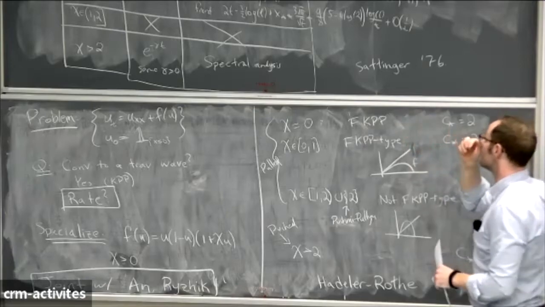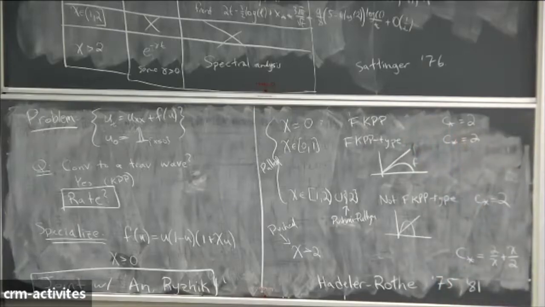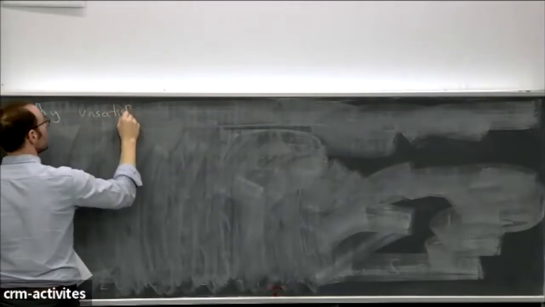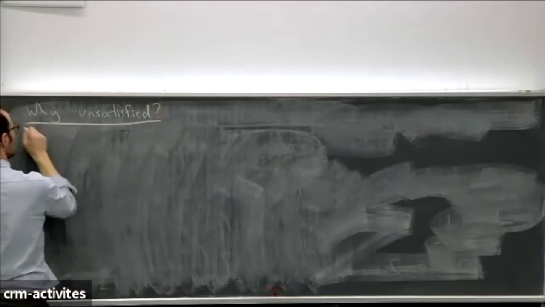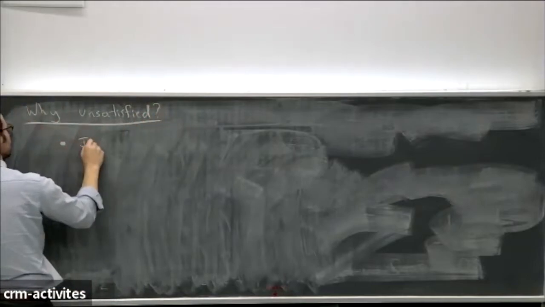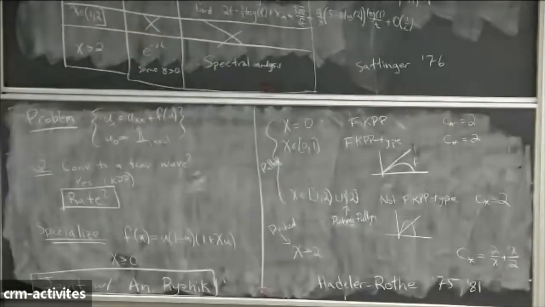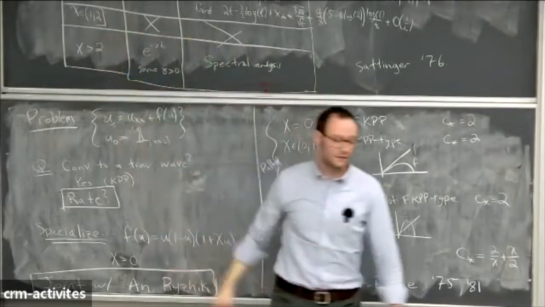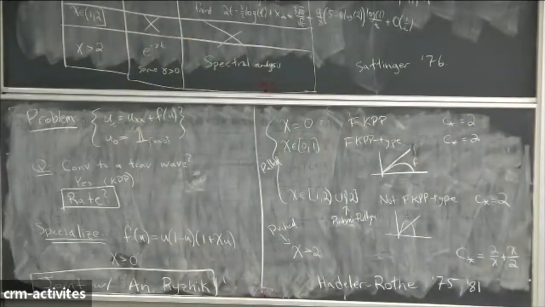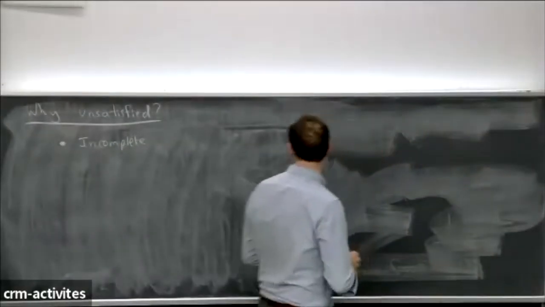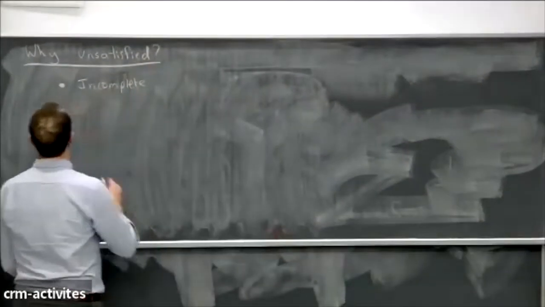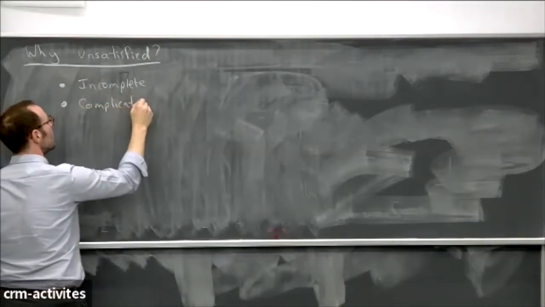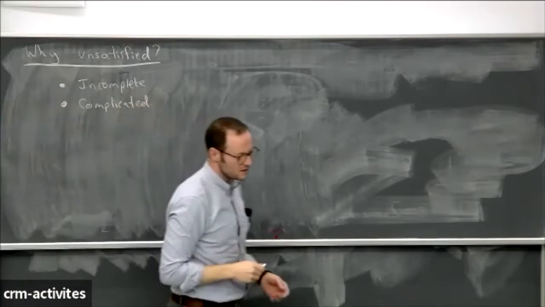So why might you be unsatisfied with this? Why aren't we fully satisfied? Well, the most obvious issue is it's incomplete. Okay, right? We're missing this whole middle section. All right. What else? Well, it's sort of complicated, right? I mean, especially the Fischer KPP thing.